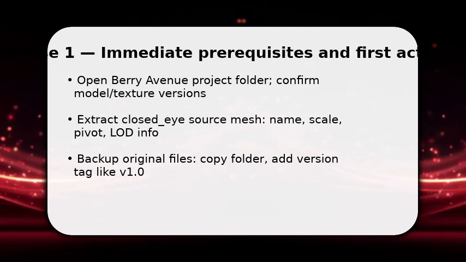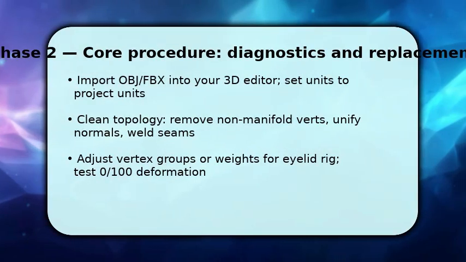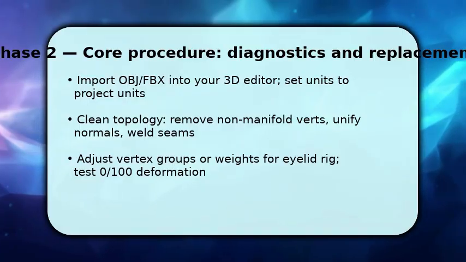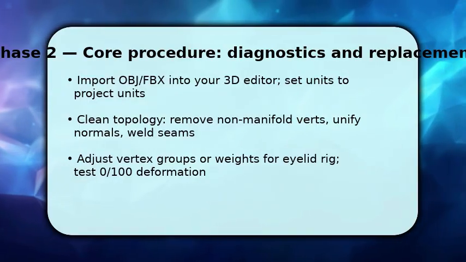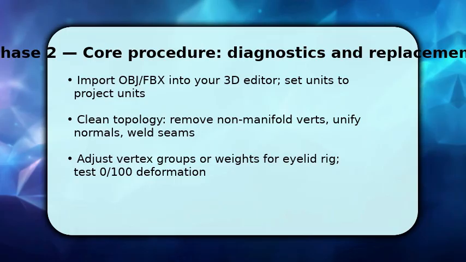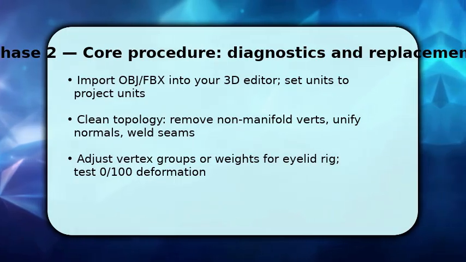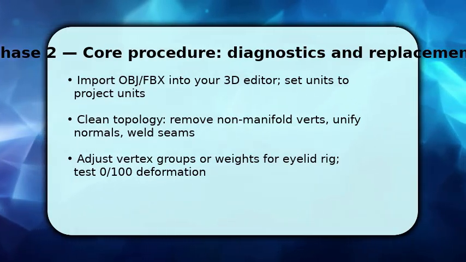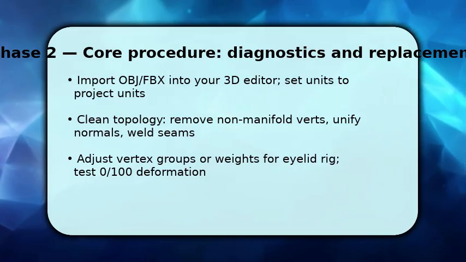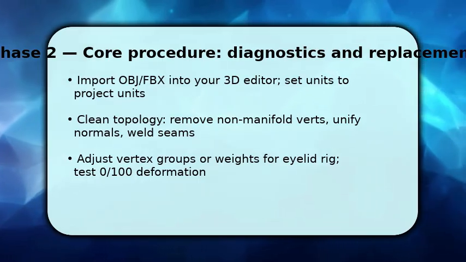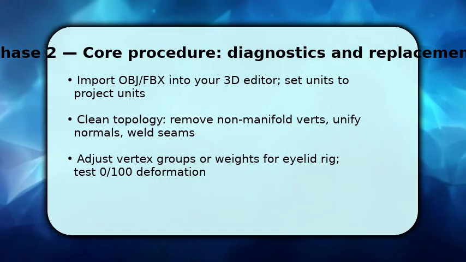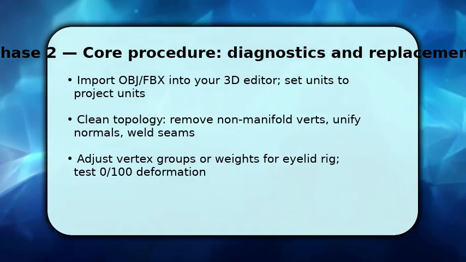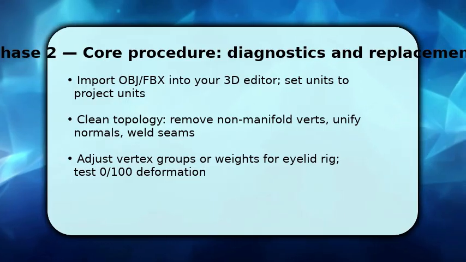Once imported into your 3D editor, set units to match Berry Avenue and immediately check normals. Flipped faces break rendering. Then clean the mesh by removing non-manifold vertices and small isolated faces, and weld seams to create continuous topology. Next, retopologize or simplify dense areas to match in-game budgets, and recreate or assign vertex groups and skin weights for the eyelid rig.